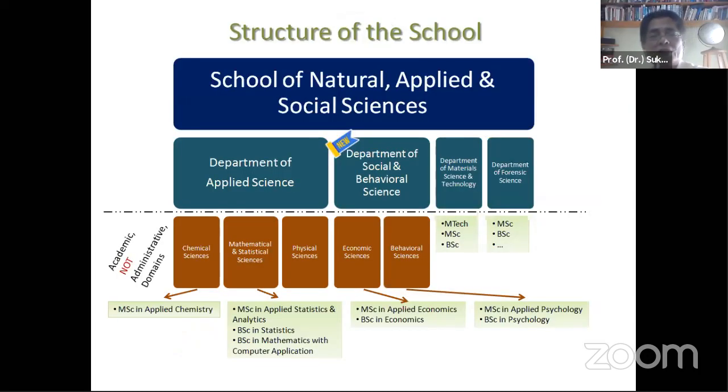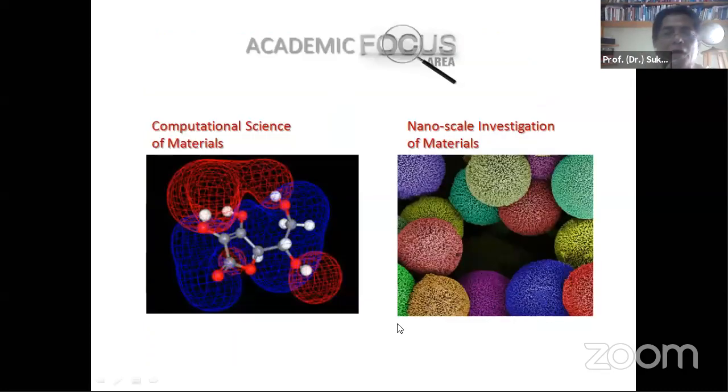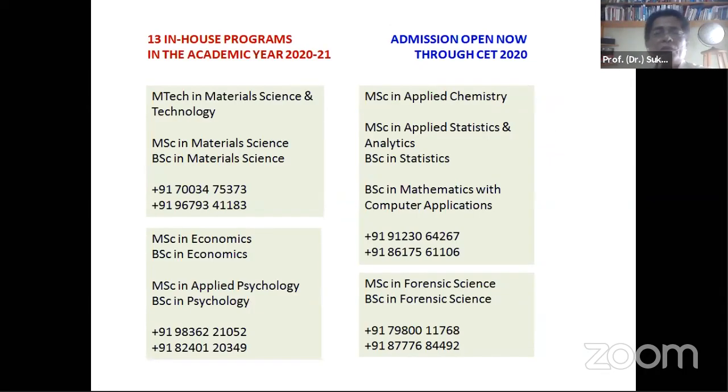This is essentially the structure of the school. We have departments of applied science, material science and technology, and the Department of Forensic Science, and there is one in social and behavioral science that is the most recent addition, and there are several courses and programs on offer. These are the courses that are on offer in this term, and there are 13 of them in total.